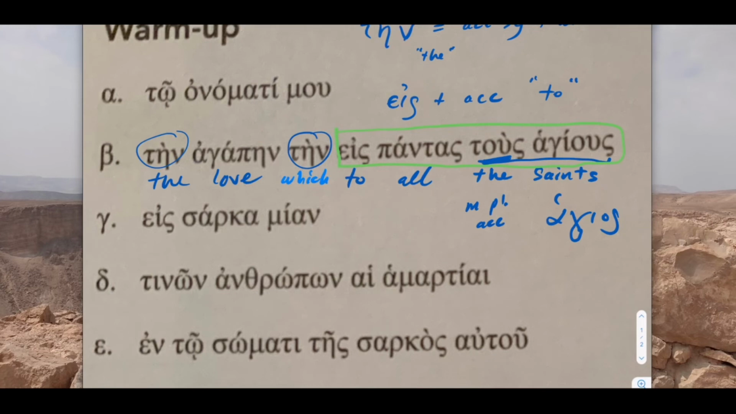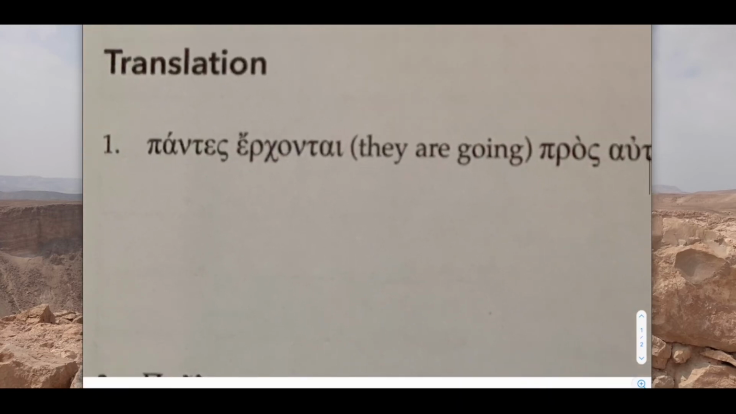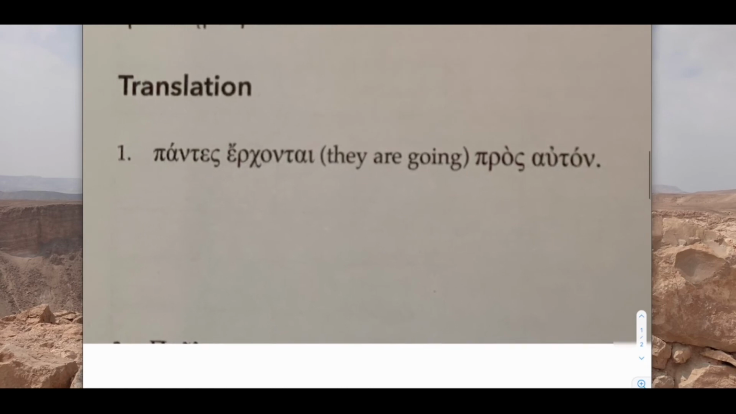There are some things like this. And remember, this is not a complete sentence. It's not meant to be. This is just a warm-up. There's no verb, there's no subject here. It's just a phrase: the love that or which is to all the saints. There you go. Okay, now we're going to finally go to our translation, and we're just going to do one here, and then we'll wrap it up.